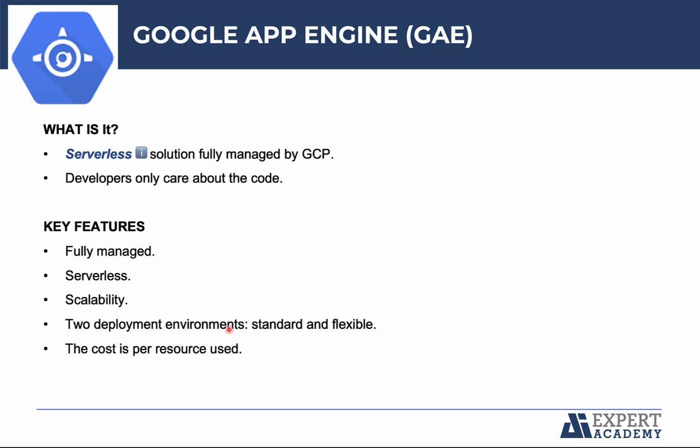There are two deployment environments, standard and flexible. The standard environment is a managed runtime that supports a variety of programming languages and frameworks, including Python, Java, PHP, and Go. On the other hand, the flexible environment allows developers to deploy containerized applications. This gives developers more control over the runtime environment of their applications. Regarding cost, resources are not allocated definitively by the user, but on a demand-by-demand basis. Therefore, the cost is per resource used, which in some scenarios becomes more economical.